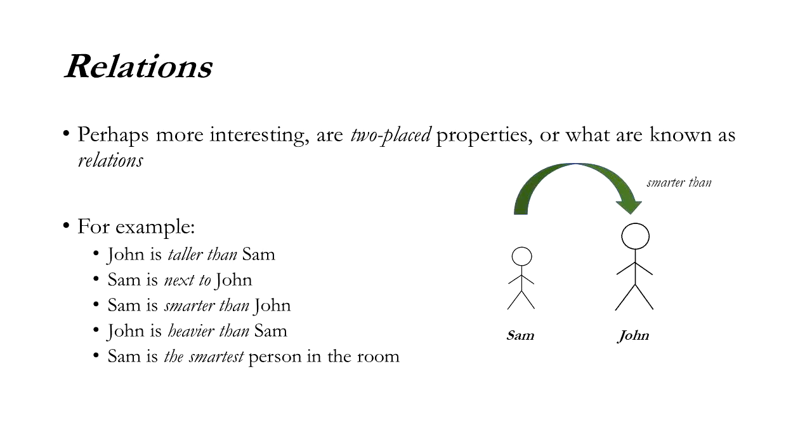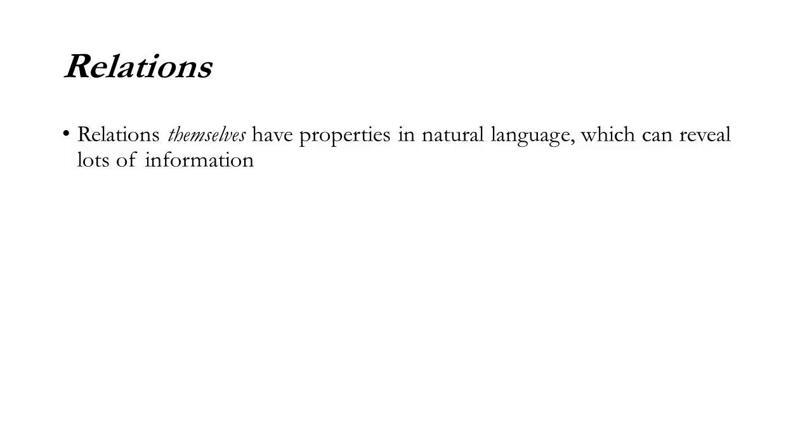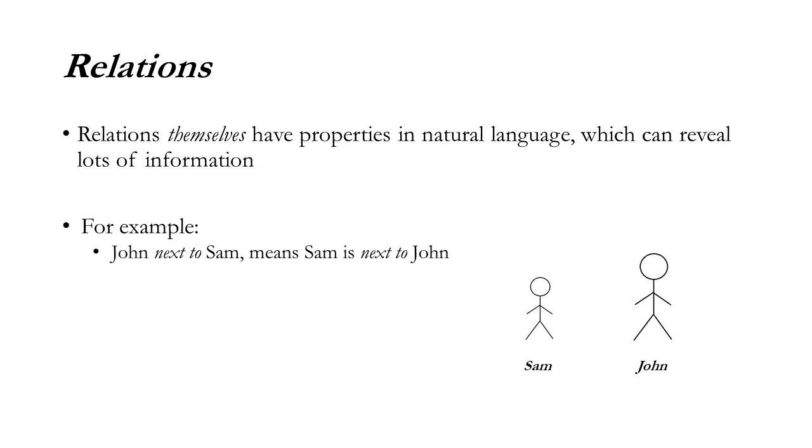Sam is the smartest person in the room. Note there are only two people in here. In this case, of course, we're excluding Sam himself because no one's smarter than themselves. Now, relations themselves have properties in natural language, and that can reveal lots of information as well. So consider John next to Sam means that Sam is next to John. Again, these arrows go both ways. If you have one, you know you have the other.